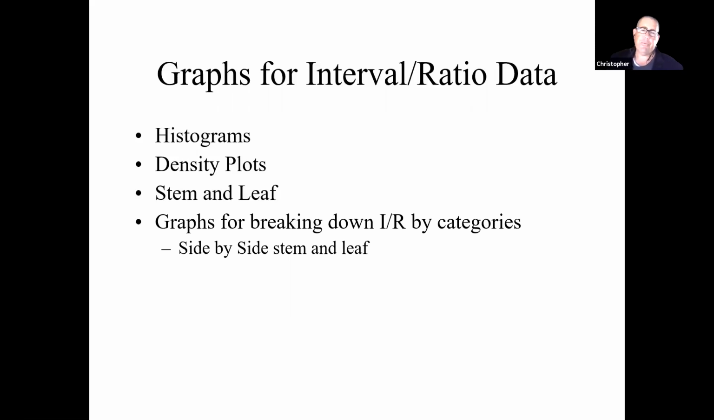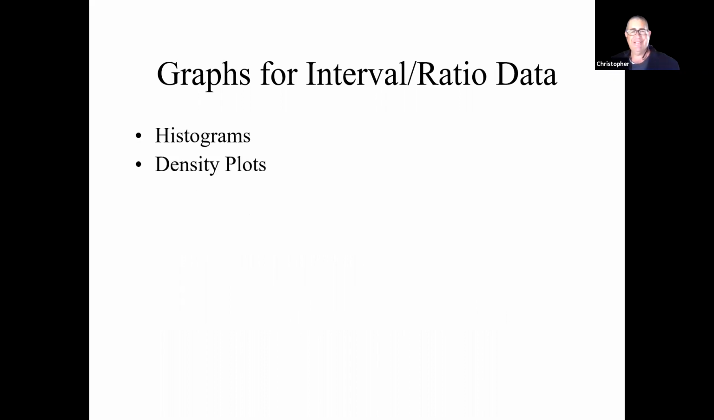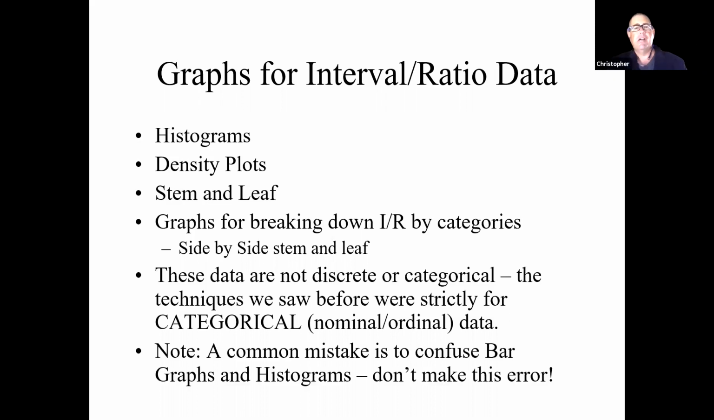And then we'll look at different ways to break down interval ratio variables by categories: side-by-side stem and leaf, stacked histograms, lots of different approaches here. Again, these are not discrete or categorical variables. The techniques that we saw before were strictly for categorical variables, whereas these techniques are for interval ratio variables. And again, we'll talk about some of the distinctions between histograms and bar graphs in a sec.